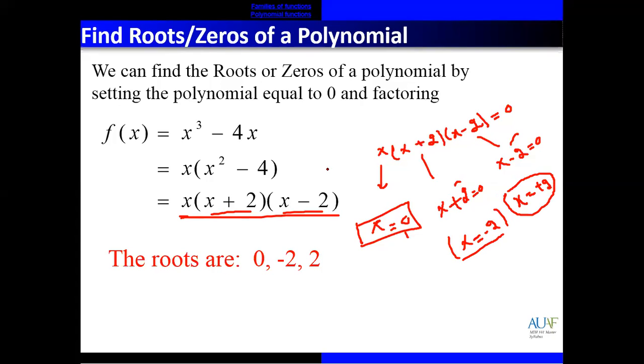Okay, then when you put x is equal to 0 in this function, this whole function is also 0. F of x is also 0. It means (0, 0). X is 0, y is 0. These are called zeros.